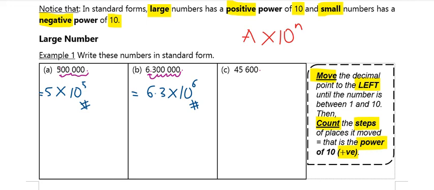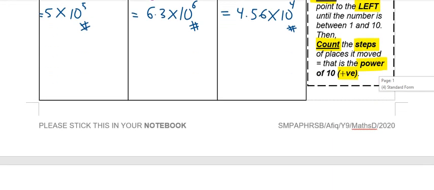For part C, you can also do the same thing, but you count 1, 2, 3, 4. So here you will have 4.56 times 10 power 4, which is a positive power. Just remember, for large numbers, the power of 10, or n, should be positive. Let's proceed to the next one.